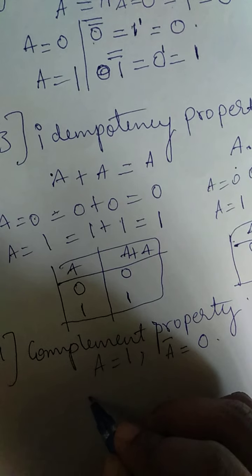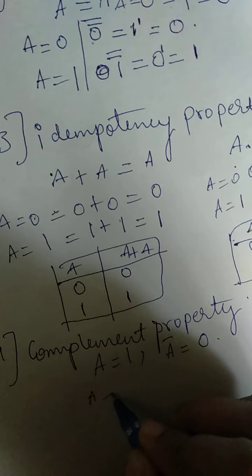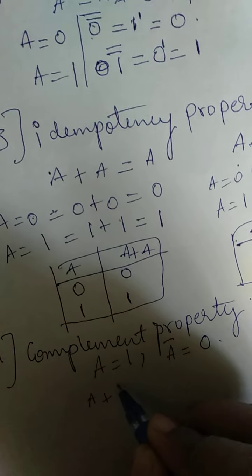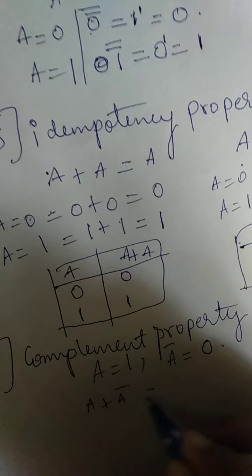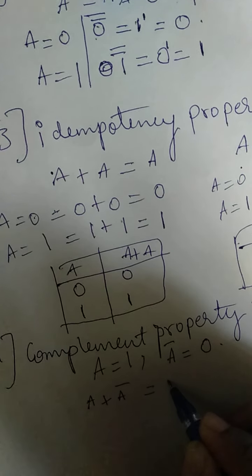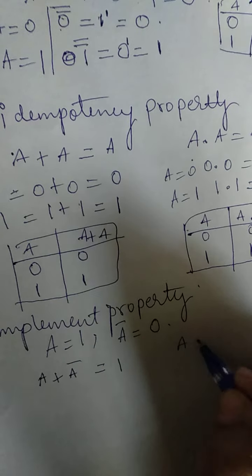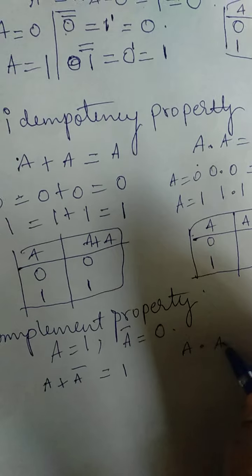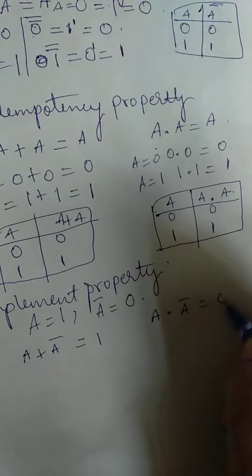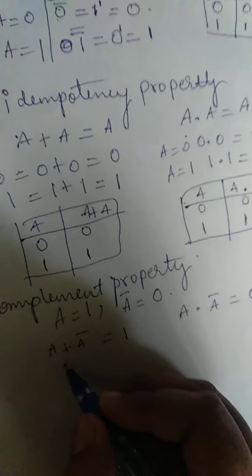So first we'll see a plus a bar. That will give the value as 1. Next, a into a bar. This will give the value of 0. So let's prove this.